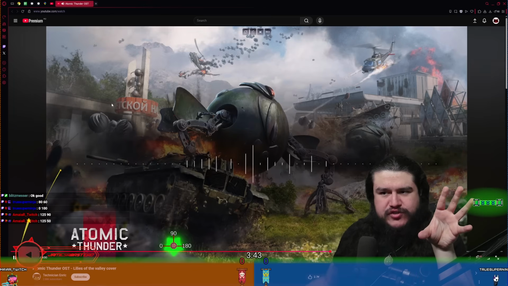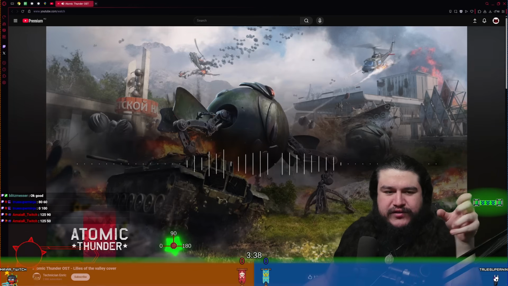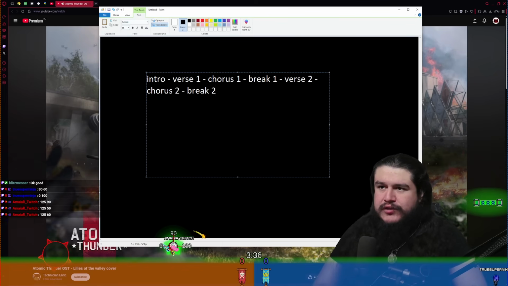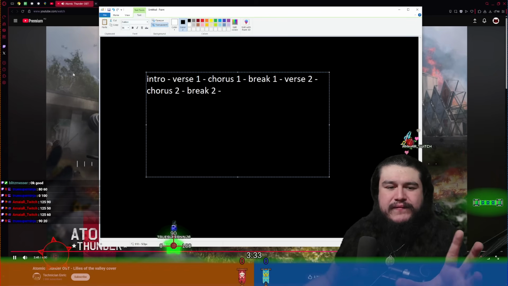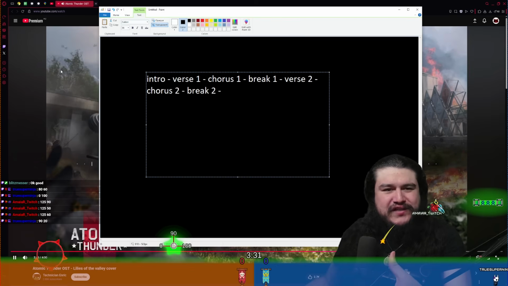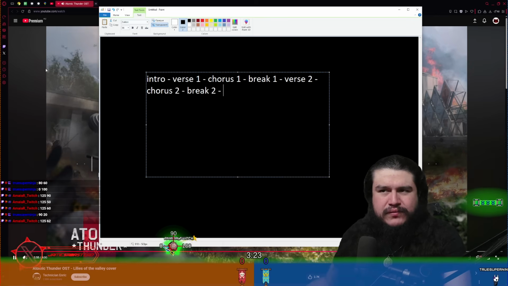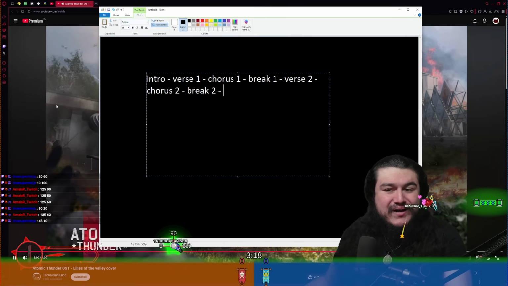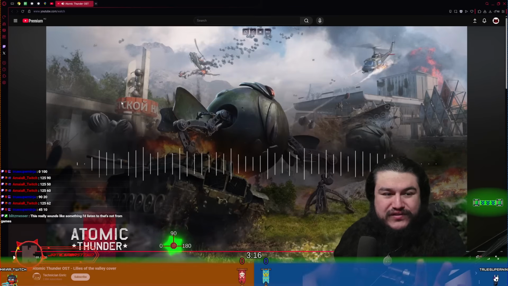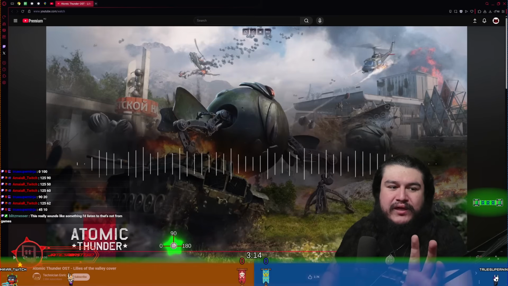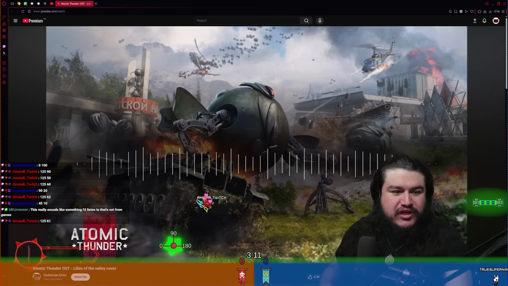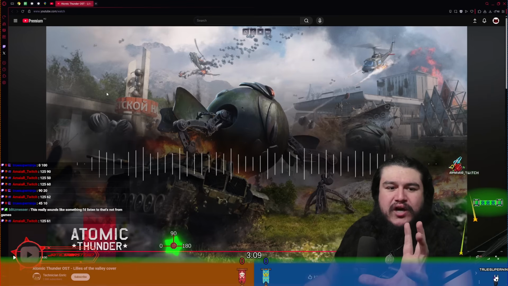And now we should have a bridge, maybe? Break number 2. We are doing the same. We're slowly reintroducing the intensity. Different structure. What are we gonna do after this? Okay, so as part of this break, we are really bringing... This really sounds like something I'd listen to that's not from games. It really does. This is beautiful.